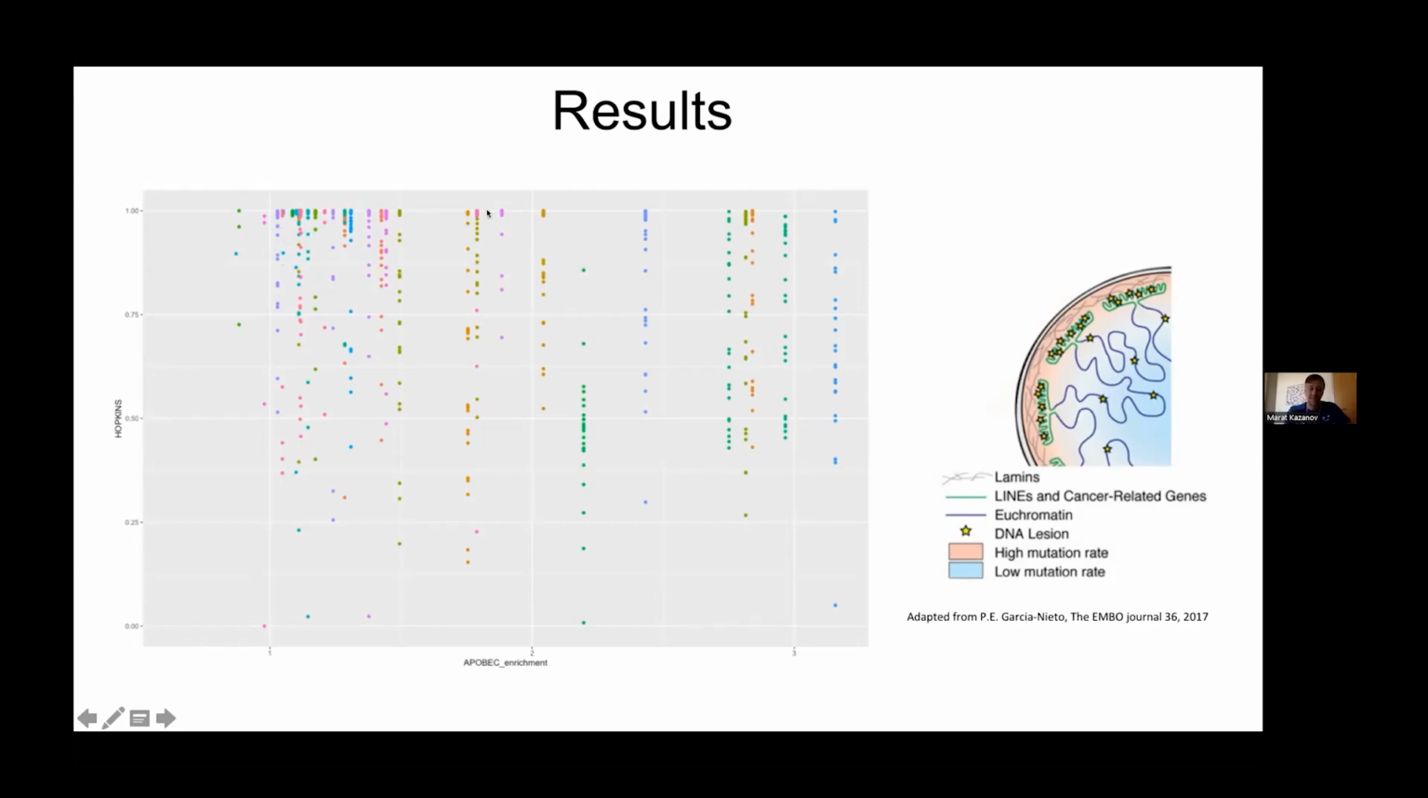But for APOBEC active samples, we can see a slightly different picture. Some samples have a very low value of clusterization, and some of them have some clusterization, but anyway, this value of clusterization is much less than for samples with low APOBEC activity.